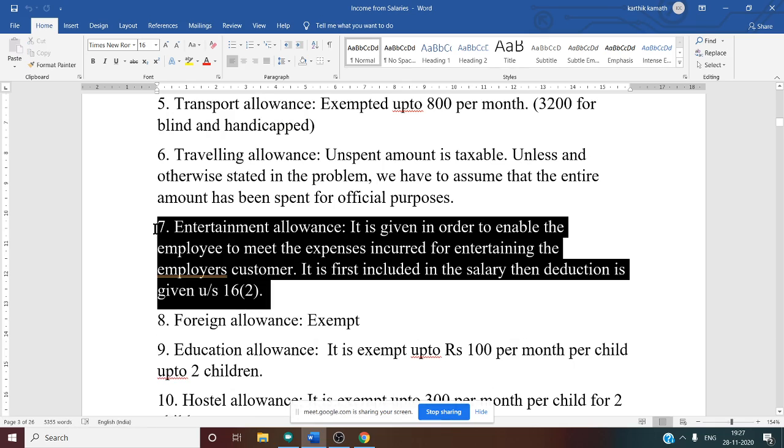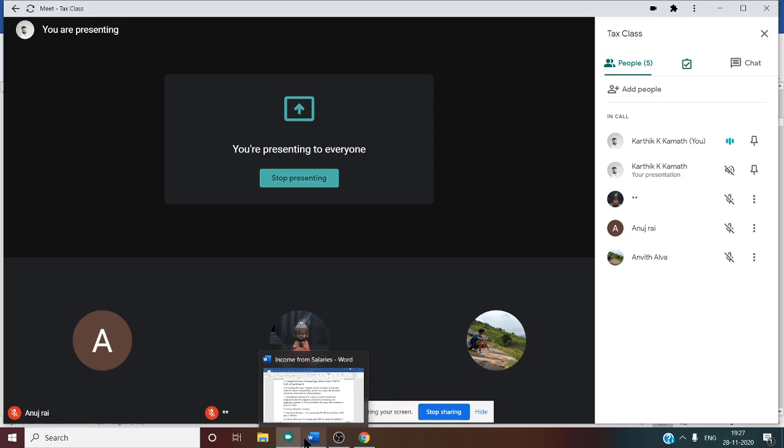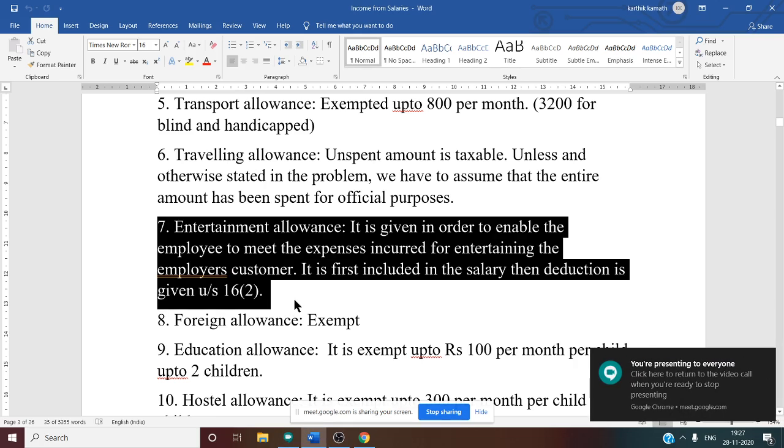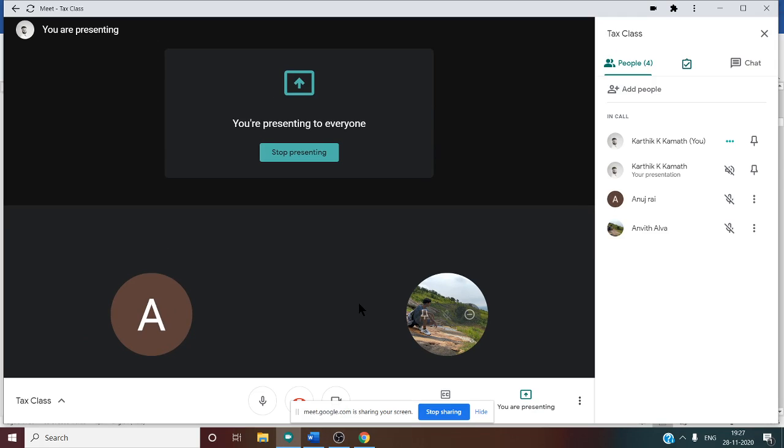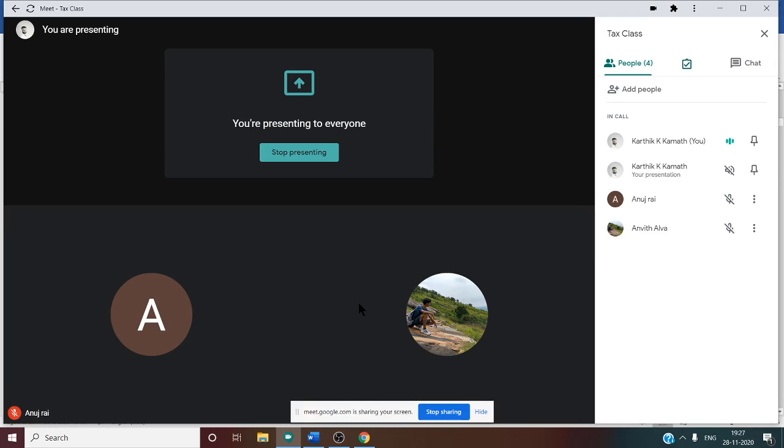Then comes entertainment allowance. It is given to enable the employee to meet expenses incurred for entertaining the employer's customer. So it is first included in the salary, then deduction is given under section 16 clause 2. That means two entries are there, not a two-way deduction.